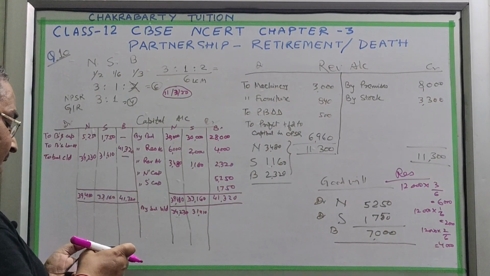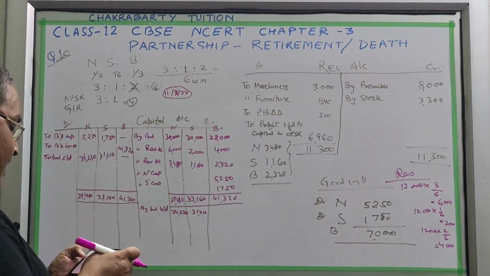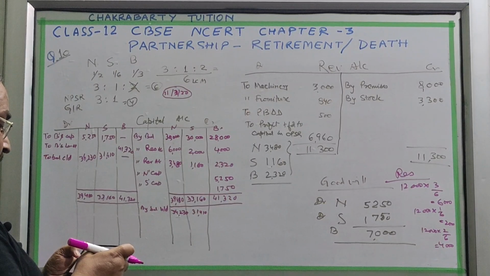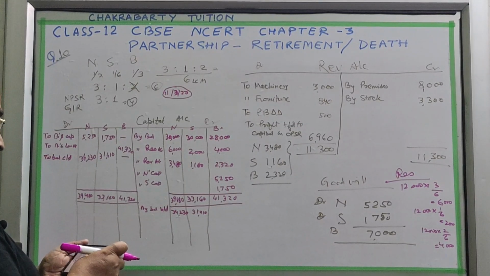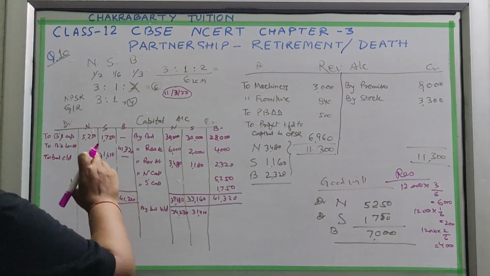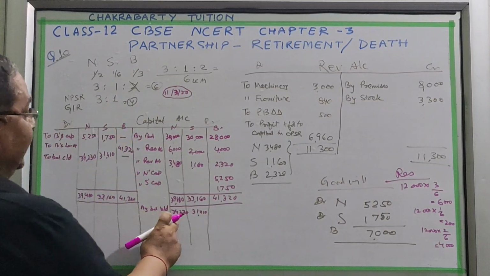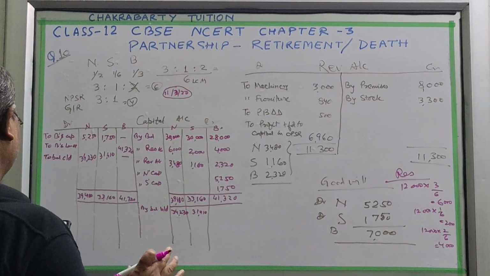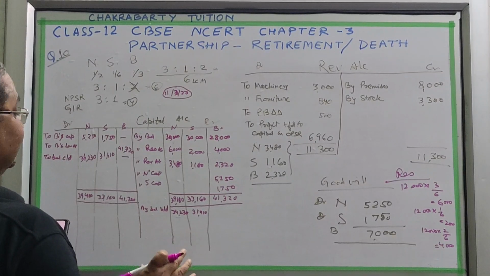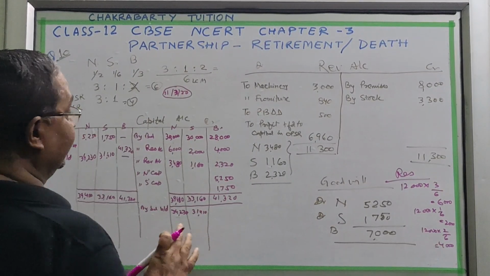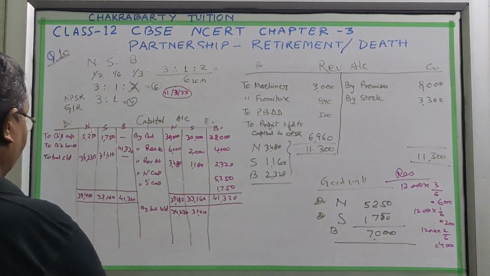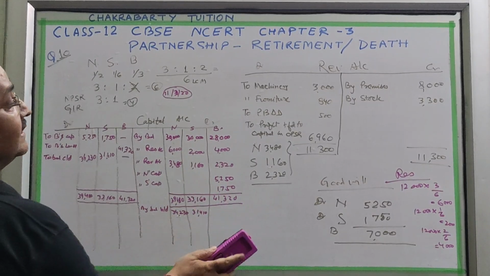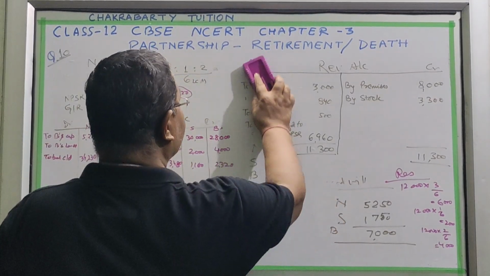The partners might decide to adjust their capital in the new profit sharing ratio. In their new PSR, meaning 3:1, it should be, and whatever difference is there, it should be adjusted through their current accounts. Okay, so this portion is now over, so we can wrap this.